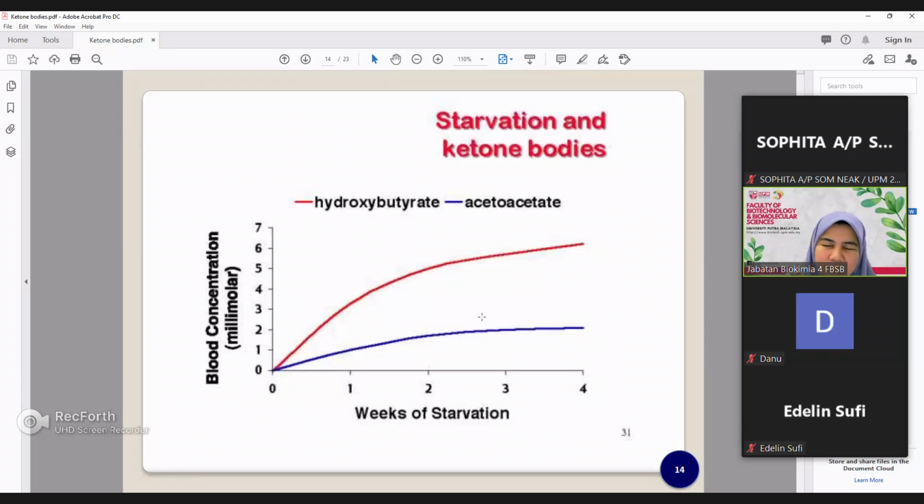By looking at this graph, I hope you can explain. I hope this graph is self-explained on the increase of ketone bodies by looking at the weeks of starvation. We can see that the hydroxybutyrate concentration is much higher than acetoacetate. It is a proportional increase to the weeks of starvation.